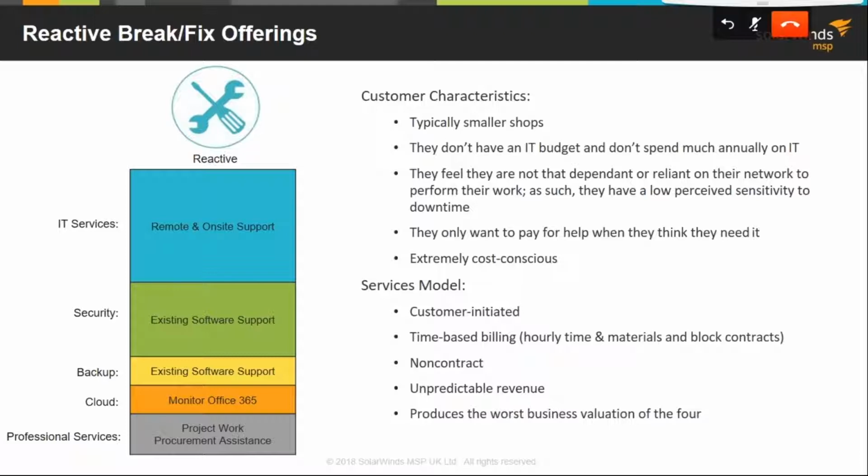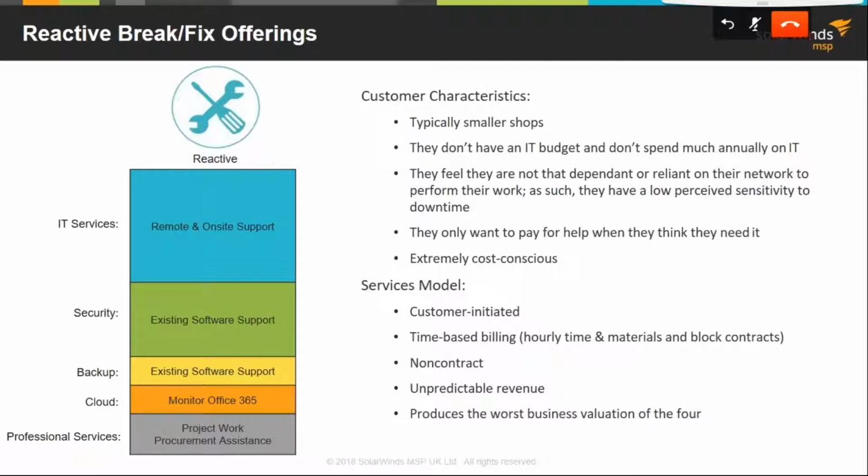Under this model, the customer has no ties to your organization. There's no contracts in place, and so there's no stickiness or loyalty to you, even if you do happen to be their preferred vendor. These are typically your least mature type of customer. They're typically smaller shops that feel that they're not that dependent or reliant on their network to perform their work. If the network goes down, there's always workarounds. No one really panics. So as a result, they have a perceived lower sense of downtime.